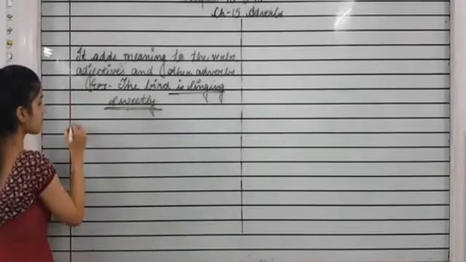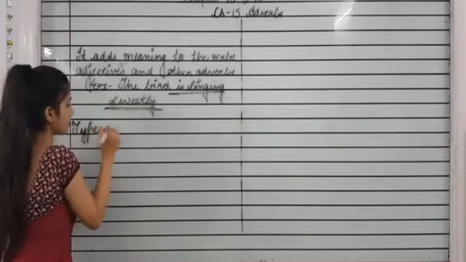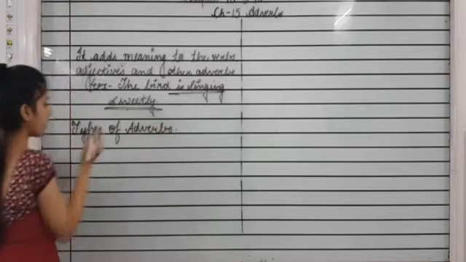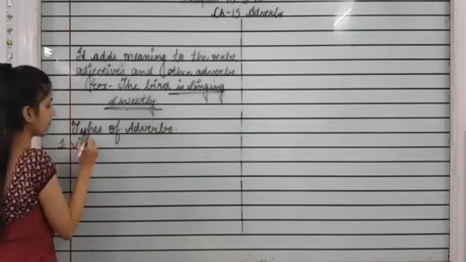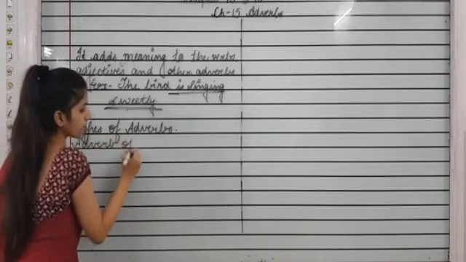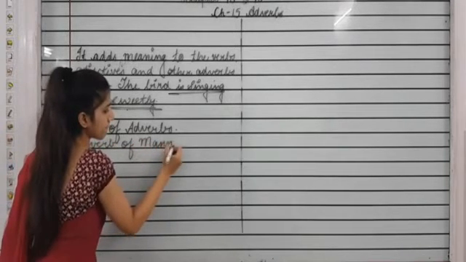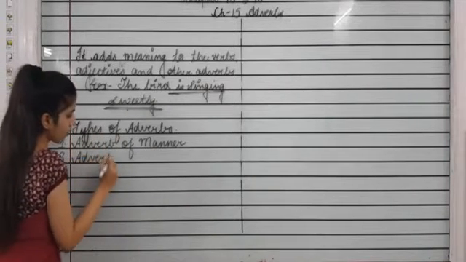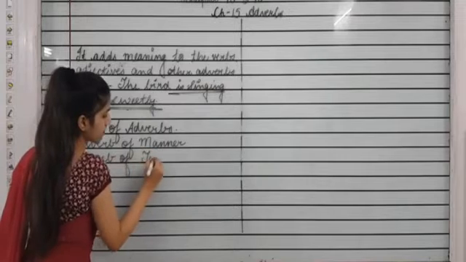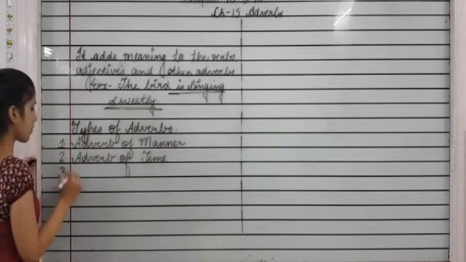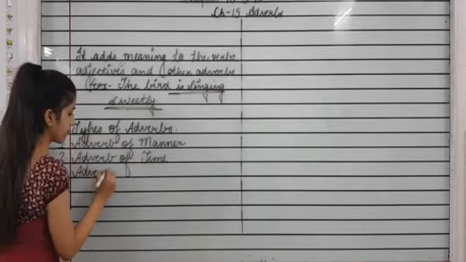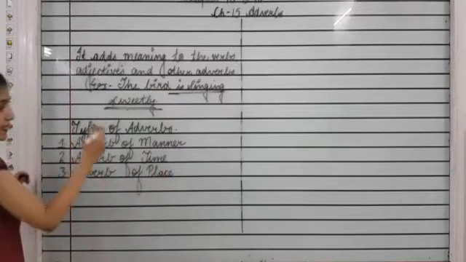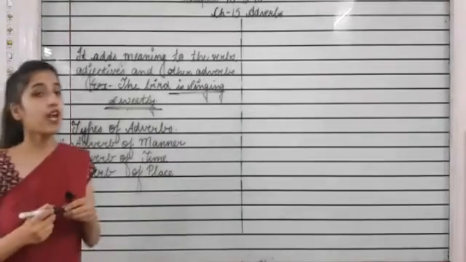Now we are going to see the types of adverbs that we will be studying in this chapter. Types of adverbs. First is adverb of manner. Second, adverb of time, and the last one is adverb of place. These are the three types of adverbs that we are going to see.